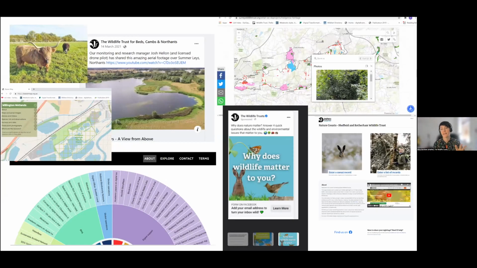There is some amazing stuff going on across the Wildlife Trust Federation, from scanning things from space in Surrey on Space for Nature, through to, there's a little clip here of Beaver Map, which is one of Derbyshire's, find out where the beavers are in Willington Wetlands map. We've got Nature Counts, which was developed in Sheffield and Rotherham Wildlife Trust. We've got all kinds of drones going on in Bedfordshire, Cambridgeshire and Northamptonshire. So we've got lots of stuff here that we can start to look at.